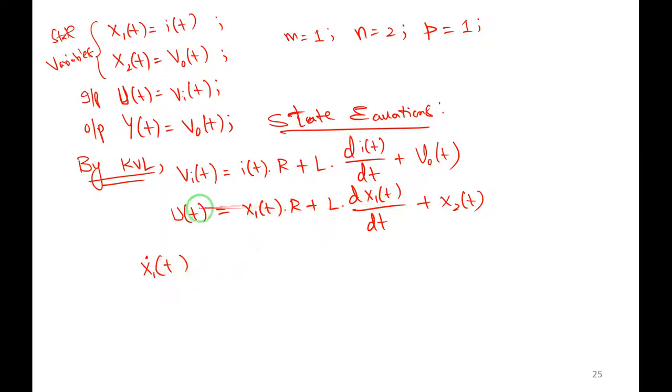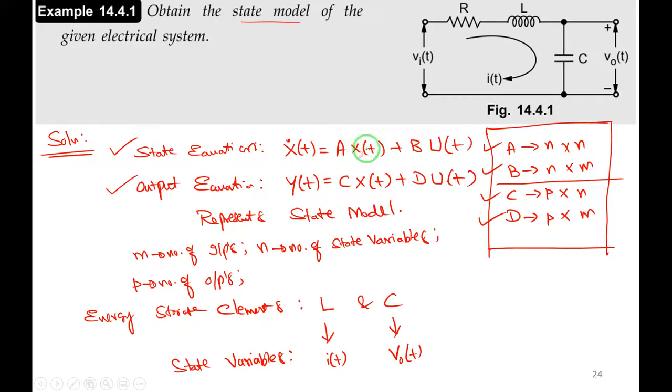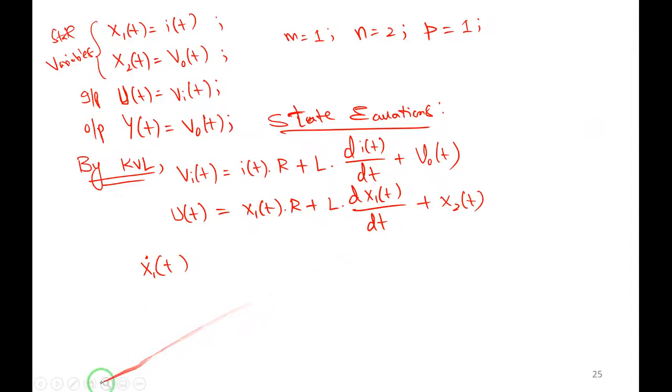I will keep u of t and other things I will move to that side. So first, what should come? Observe here: x of t, the state, should come, then the input u of t. So states x1, x2 should come, right? So let me write it.